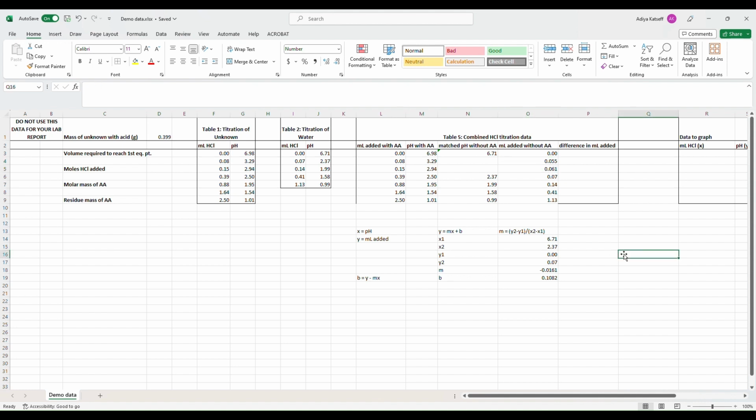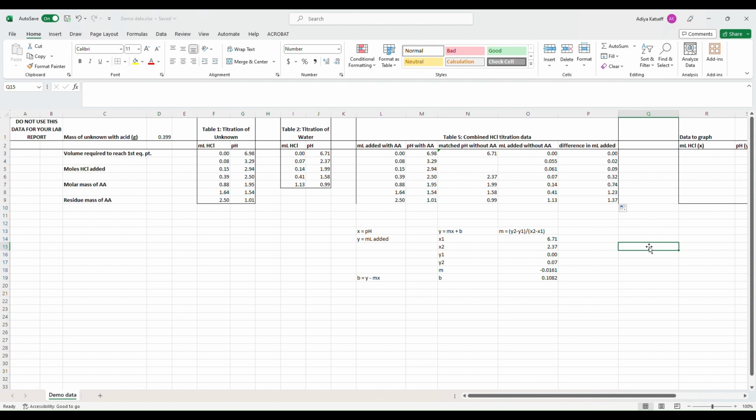So once you've done that, we're all set to fill in the last column in Table 5, which is the difference in mils added. And the difference in mils added is just going to be our mils added with our amino acid minus our mils without our amino acid. And again, pretty straightforward to do with the formula. So our mils added with amino acid minus without amino acid. And that formula we can just drag straight down. So now we're all set. We're ready to make a graph of our titration curve.